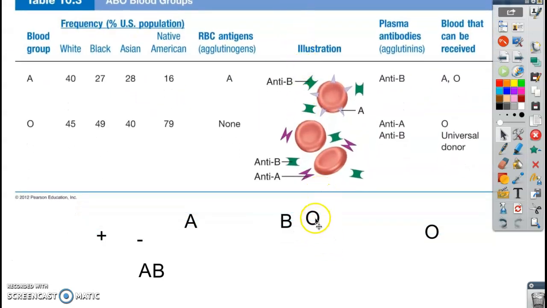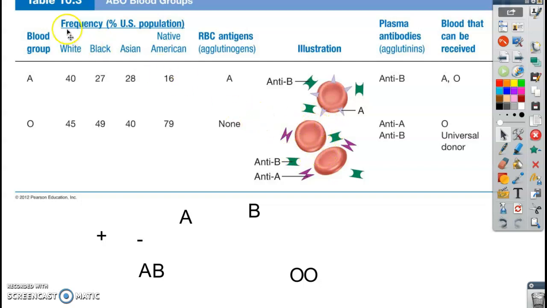Now, if you get O with any other letter, then you're going to be the other letter. So if you have AO, you'd have A blood. If you have BO, you would have B blood. The only way you could actually have O-type blood is if you were OO. That doesn't mean you're a real zero. That just means neither of your parents gave you any markers, and your blood cells are completely clear of any antigens.